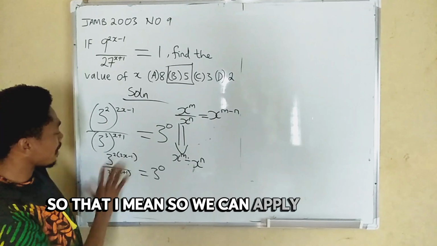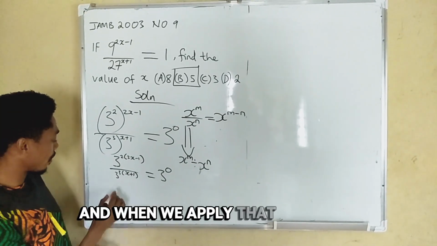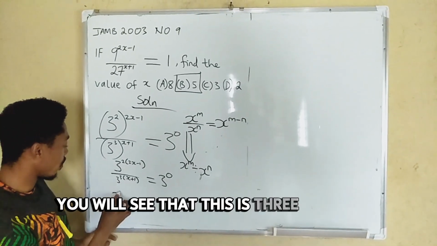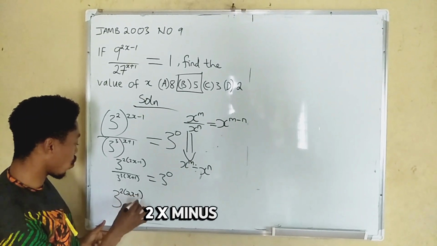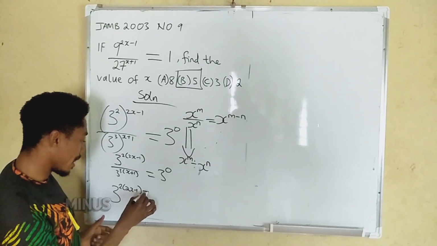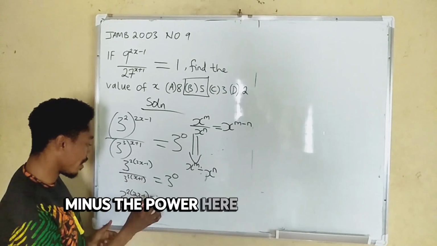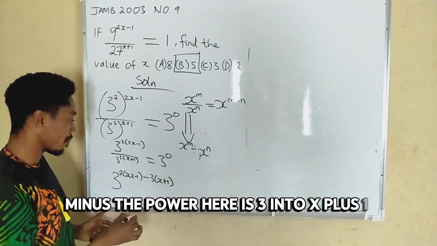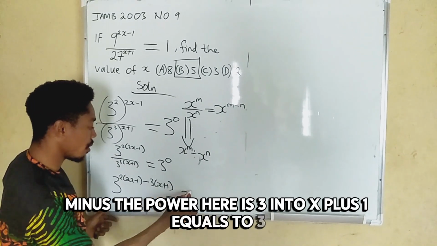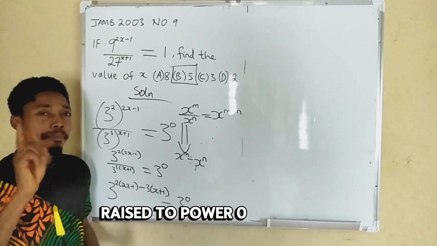So we can apply that same rule here, and when we apply that same rule, you will see that this is 3 raised to the power 2 into 2x minus 1, alright, minus the power here is 3 into x plus 1 equals to 3 raised to the power 0.